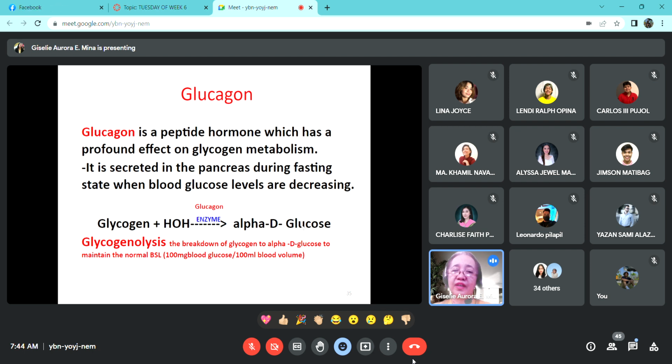The process of hydrolyzing your glycogen is what we call glycogenolysis. This is the breakdown of glycogen to alpha D glucose to maintain the normal blood sugar level. Take note that I am emphasizing alpha D glucose because there are two forms of glucose. You cannot merely claim that it is glucose. It should be alpha D glucose because the other form, beta D glucose, is produced from cellulose, and we do not have the enzyme responsible for digesting beta D glucose. So the synthesis of glycogen from glucose is glycogenesis. And the breakdown of glycogen is glycogenolysis.